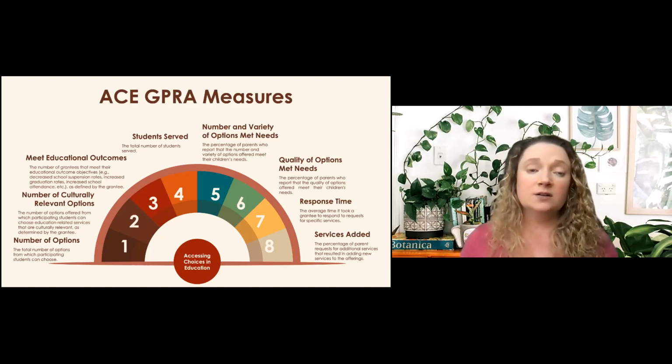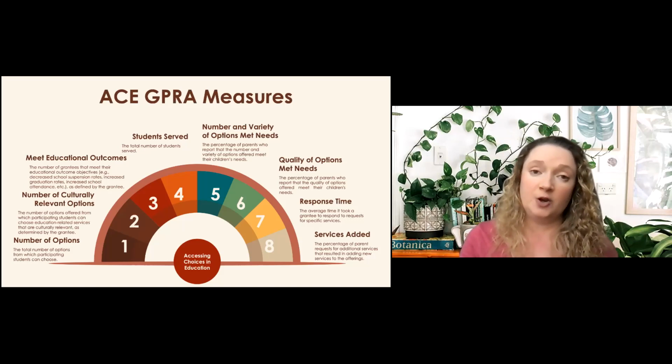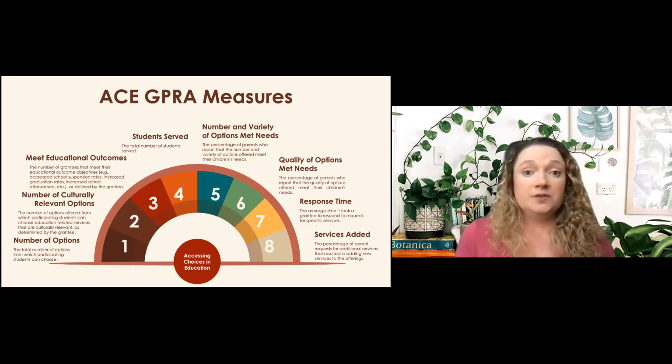Number 4 is the number of students served by your program this year. So again, if you're in a planning year, you've served 0 students in the first year. That's okay because you're in planning. If you're in implementation, there should be a number.